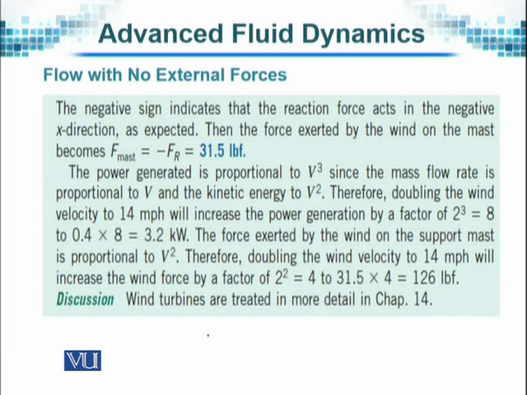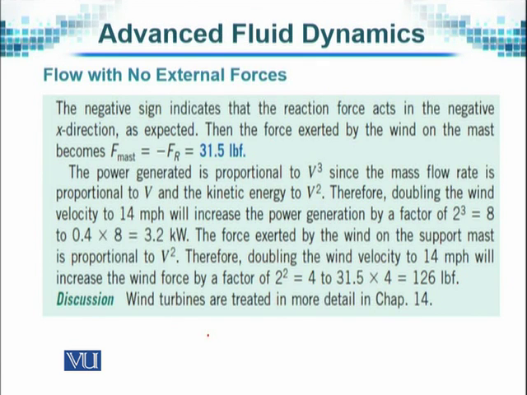So the force that is exerted by the wind on the mast is equal to 31.5 pound-force. And of course, it is in the opposite direction as is expected in this case. Reaction has to be opposite to the direction of the action.